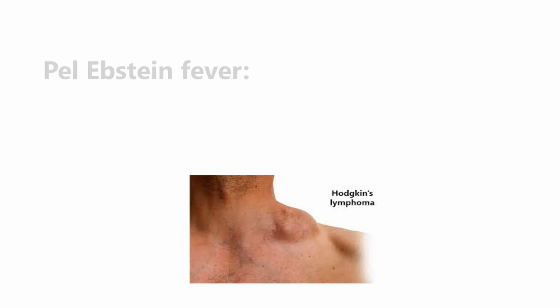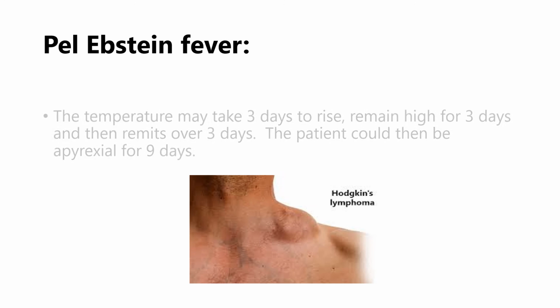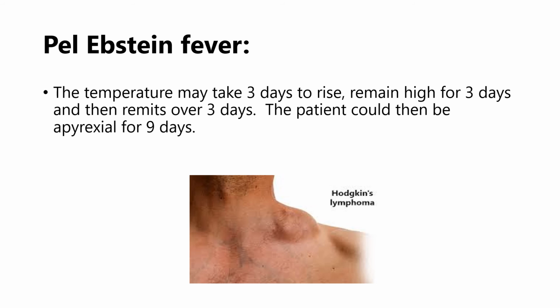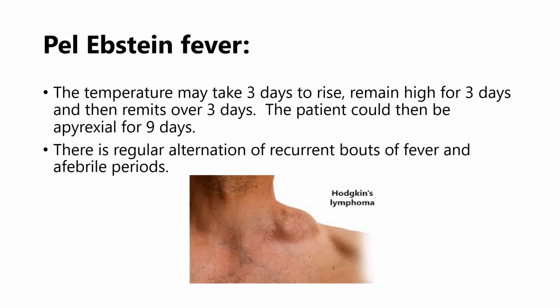Moving on to the fifth type, which is Pel Ebstein fever. So the temperature may take 3 days to rise, then remain high for 3 days, and then remit or take 3 days to come back to normal. So the patient afterwards could have apyrexia for 9 days, and then again the same pattern takes place. So basically there is a regular alternation of recurrent bouts of fever and afebrile periods. This type is seen in Hodgkin's lymphoma.